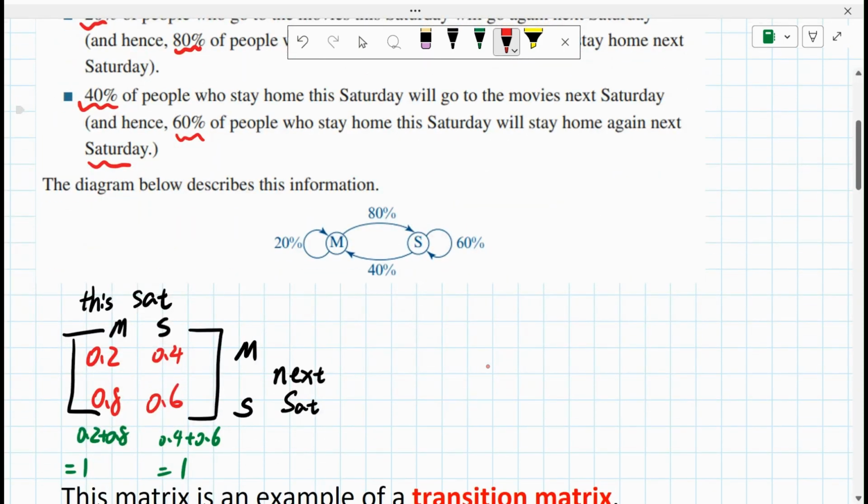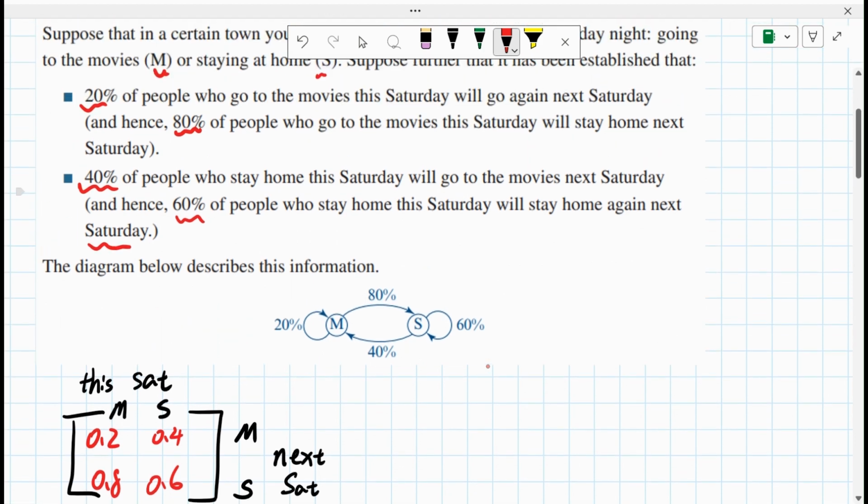Movie: 20% of people going to the movie this Saturday will go again next Saturday, so that is 20%. And 80% who go to the movie will stay at home next Saturday. And 40% of people who stay at home this Saturday will go to the movie next Saturday. And 60% of people will stay at home.